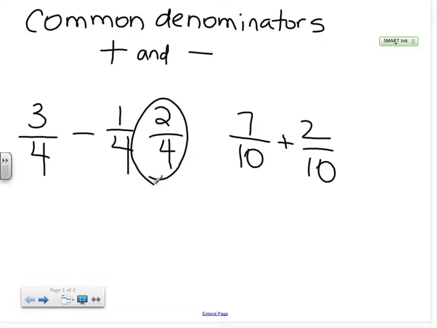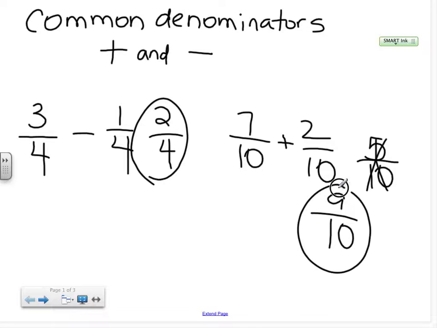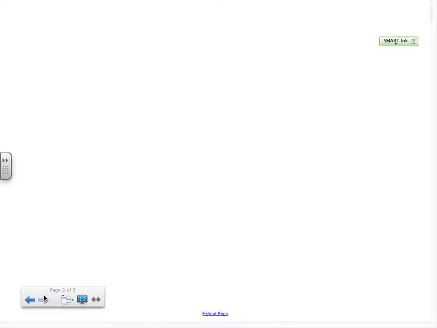7/10 minus 2/10. I still have like denominators, so we're still tenths. 7 minus 2 is 5. No, that's a plus. Oops, we're adding. Good, because I didn't make one with simplifying. All right, 7 plus 2 is 9. 9/10. Make sure you watch your signs, obviously. That one was the simple side. Okay, next one.